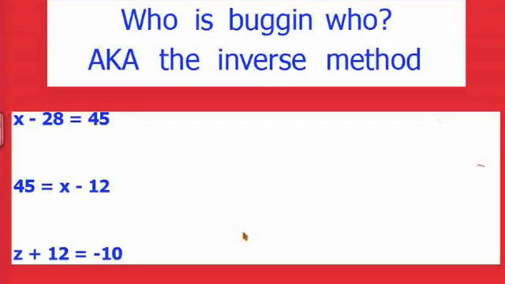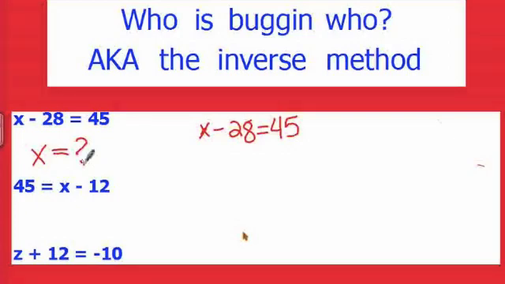Another way to solve equations is not using the Coverup method, but something that we call the inverse method, or who's bugging who. If we start with the first example, x minus 28 equals 45, I know that my solution is going to say that x equals something. That's what I'm trying to find.